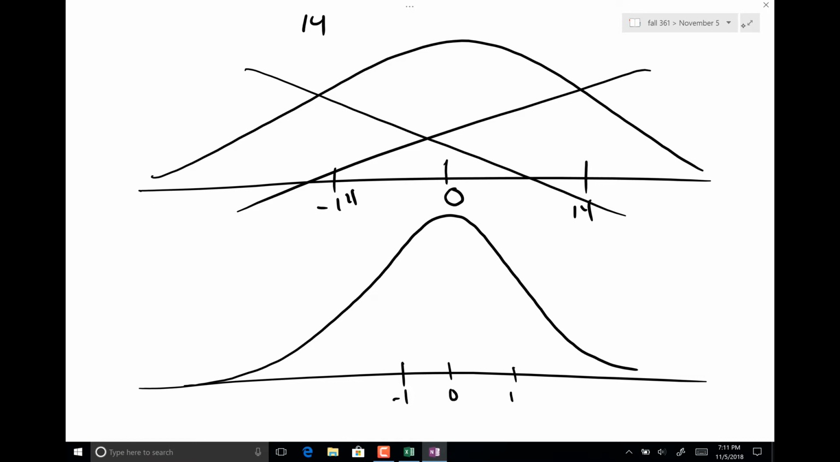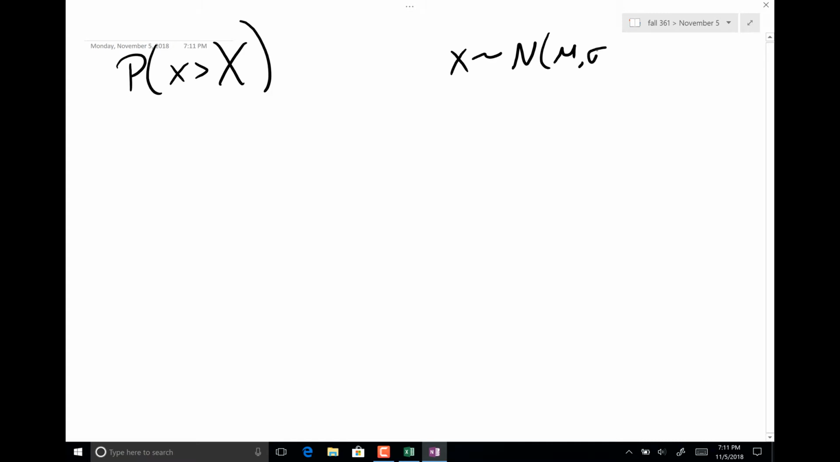So what we're going to do is every time we do a problem, we're going to ask some probability question. It's always going to be something like this. What's the probability that x is bigger than some value? Let's just say bigger than some random value. And x is distributed, we'll write like this, normal with some mean and some sigma.